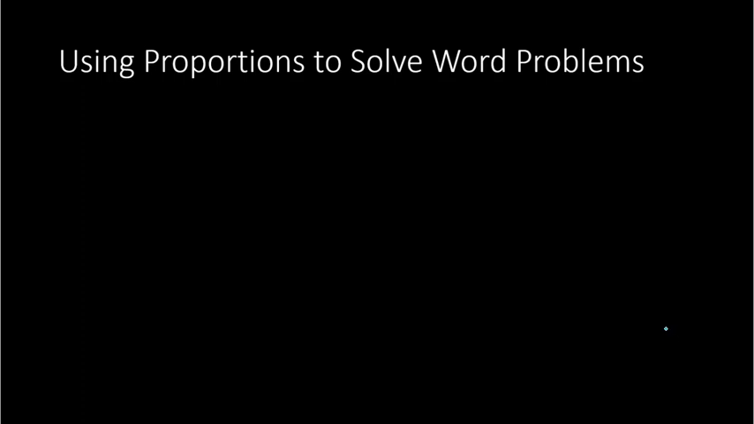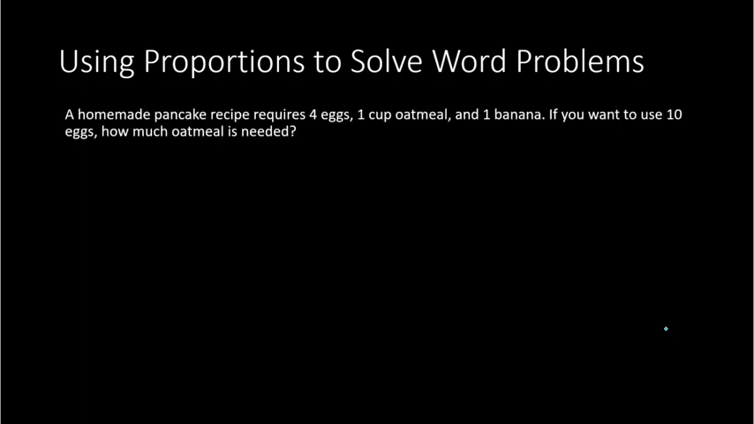Let's take a look at one more example. And this one, we are told that we have a homemade pancake recipe. And by the way, this is an actual recipe that I personally have used and I really enjoy. And the recipe calls for 4 eggs, 1 cup of oatmeal, and 1 banana. Okay, and then what you do in real life is you blend it together and then cook it on a griddle or on a pan. But anyway, so that's the recipe. And if you want to use 10 eggs, the question is how much oatmeal is needed.